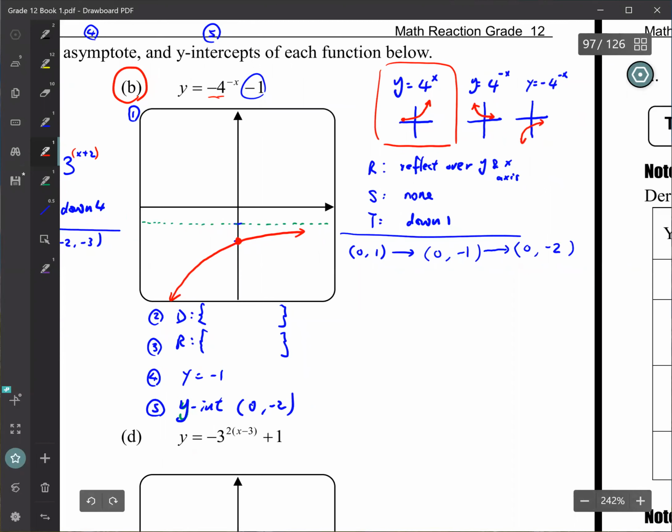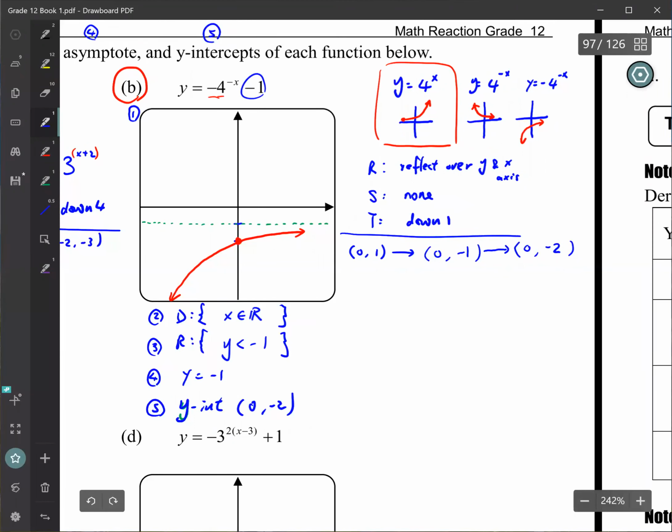So what will be the domain? Well, the domain we already know. Domain is always all real numbers for exponential. So what's the range then? Kelly, what's the range? Y is less than -1. Yeah, y less than -1.